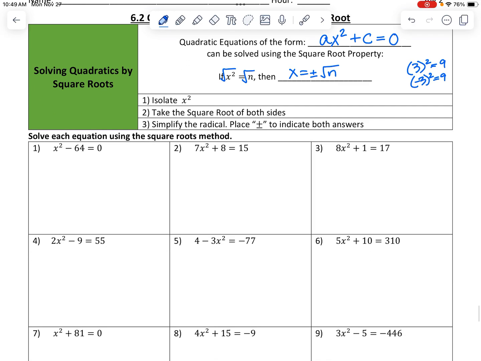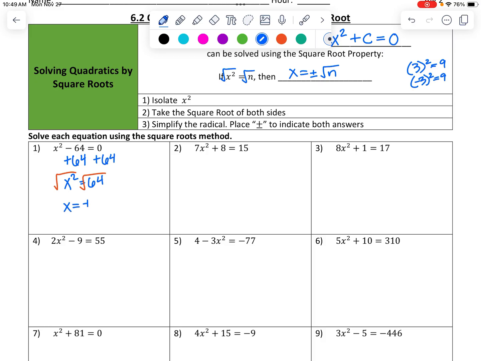So I have x squared minus 64 equals 0. To get the x squared by itself, I'm going to move my 64 over. I'm left with x squared is equal to 64. And then remember, we are trying to get rid of that x squared, just get x by itself. So I'm going to square root both sides. I have x is equal to plus or minus, and the square root of 64 is 8. Okay. All right, next one.